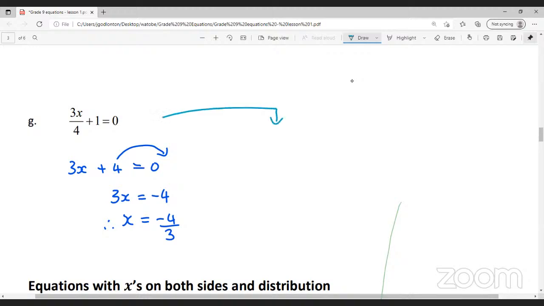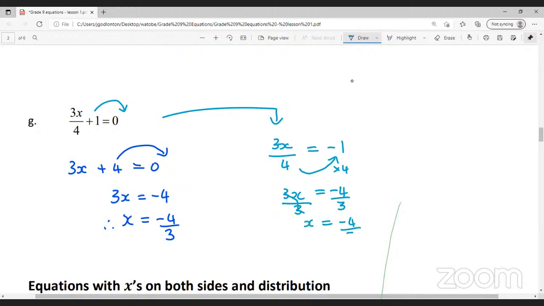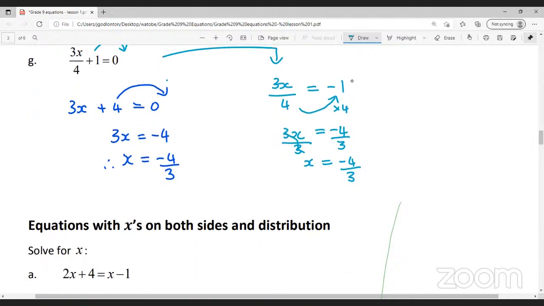Another option for this is we are allowed to first move that 1. So we could say that we have 3x over 4, which is equal to negative 1. And then we can move this 4 up by timesing it by 4. So 3x is then equal to negative 4. And then we divide both sides by 3. So x is equal to negative 4 over 3. So both of them, we get to the same answer. The blue side, this over here, is very similar to how we're going to do a lot of the grade 9 sums. So it's a really good way to get started. But the right side is absolutely fine to do as well.